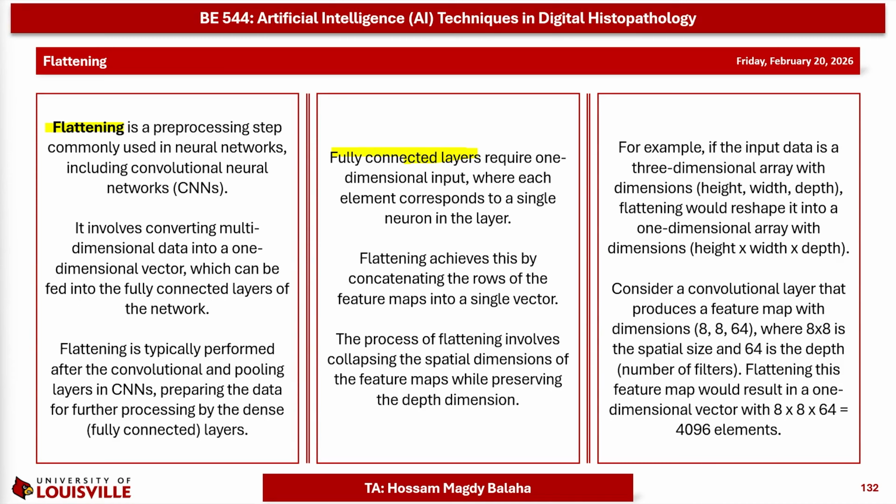To obtain the number of elements in the flattening layer, we simply multiply width by height by depth, because we convert all of the elements into just a single vector. We don't do any processing. So assume that we have an output feature map, or an output from a pooling layer, with the shape 8 by 8 by 64. This means that we have around 4,000 elements in the flattening layer.